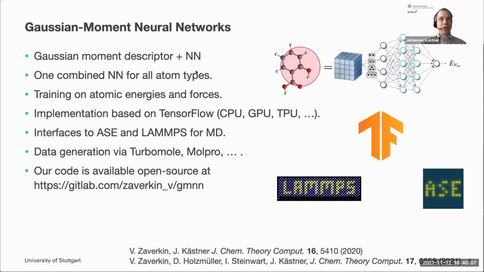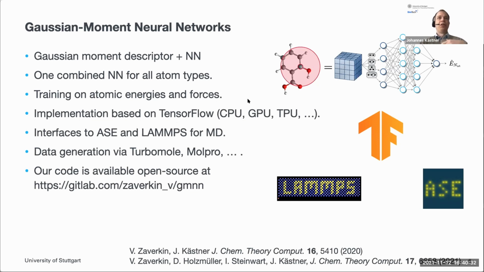We train on atomic energies and forces. In our implementation in TensorFlow, this training on gradients can easily be implemented by automated differentiation. So this is easy to do. Since this is implemented in TensorFlow, we are very efficient on CPUs, GPUs, and whatever other new processor types may come up. So from a computational science point of view, the code is really efficient.